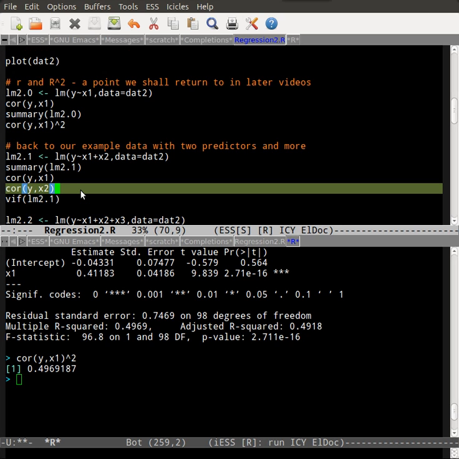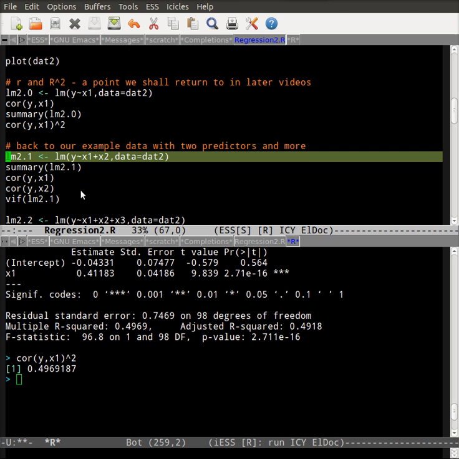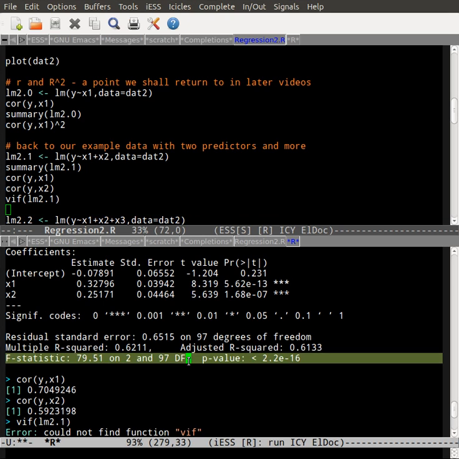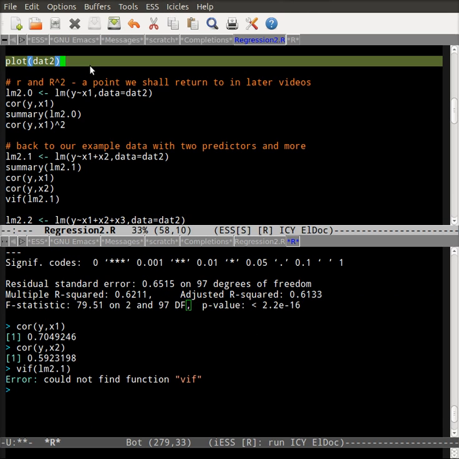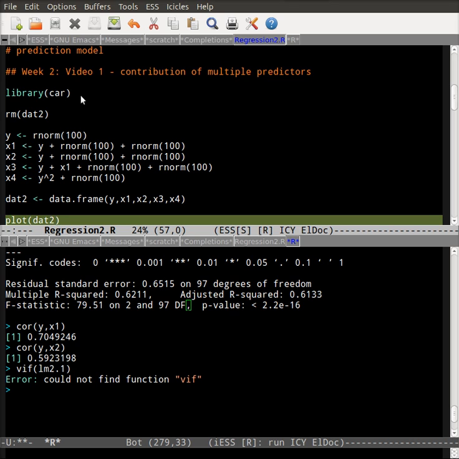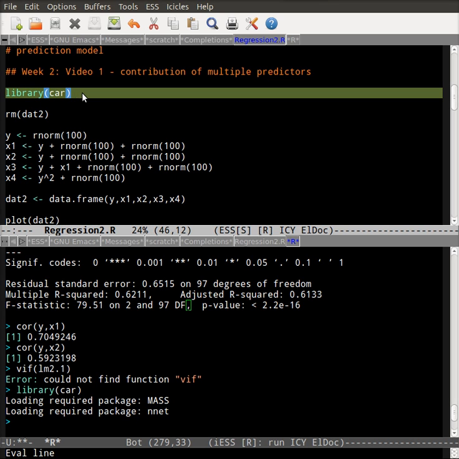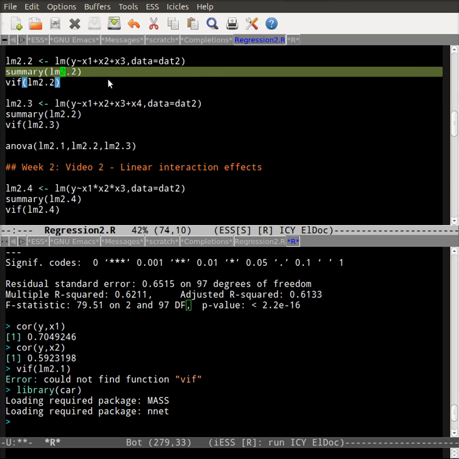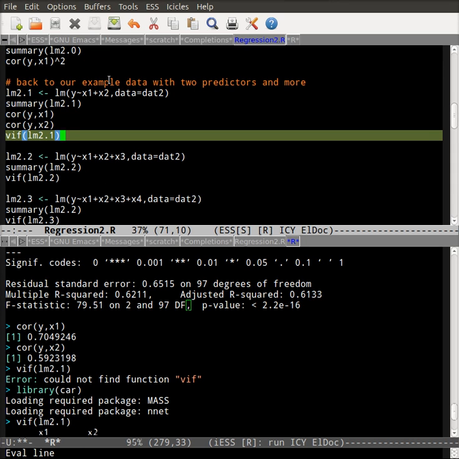Okay, now if I go back to my original data, I'm going to run my regression predicting y, and I'm going to use x1 and x2. And what do I get? I'm going to go through all these results. Oh, I never loaded my car, so I have to go back up here. Okay, there we go. So we'll do that. Okay, so what do I get here?